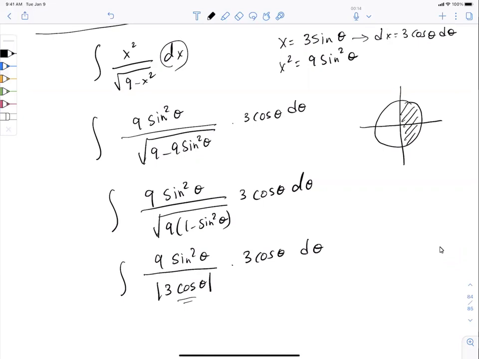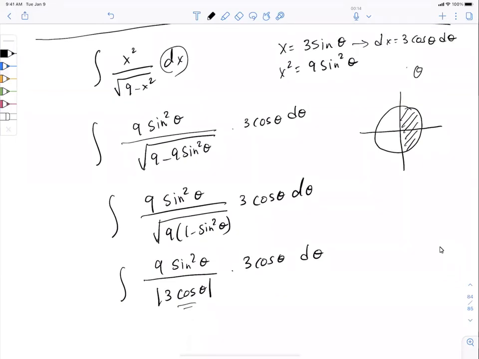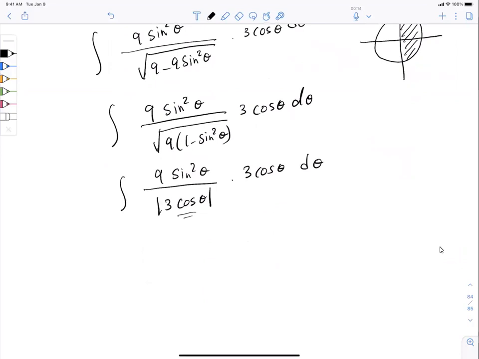Any kind of branch that you pick would work, but again, you just want to pick a branch for which you will have a positive cosine. So if I force my theta to be an angle between 0 and pi over 2, I'm excluding the pi over 2 itself because it will get 0 in the denominator. But if I get between 0 and pi over 2, then the cosine of the angle will be positive, and the absolute value would just be 3 cosine theta.